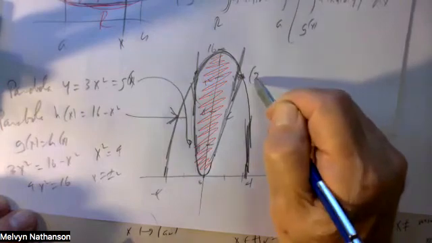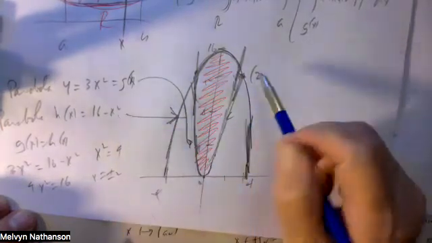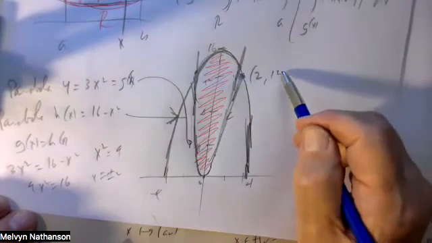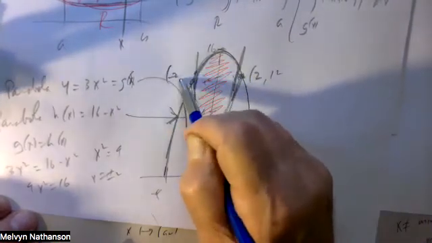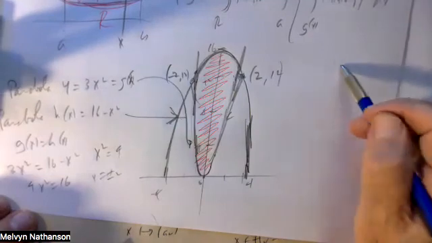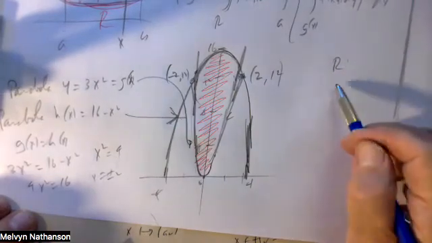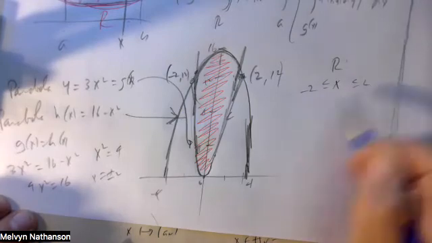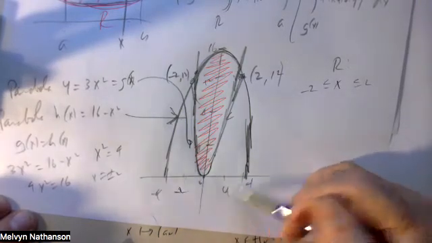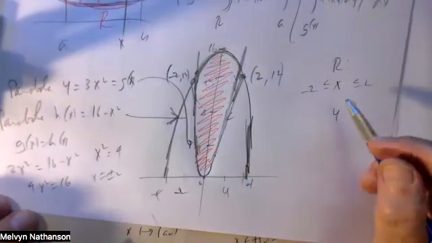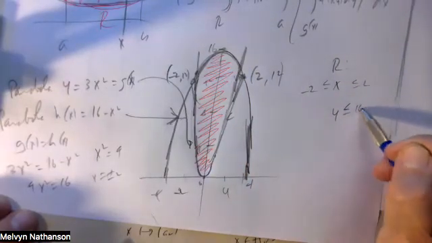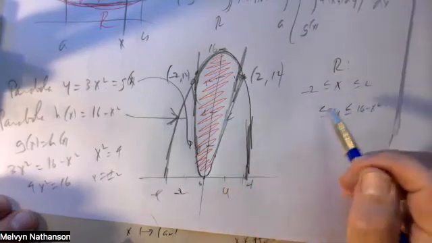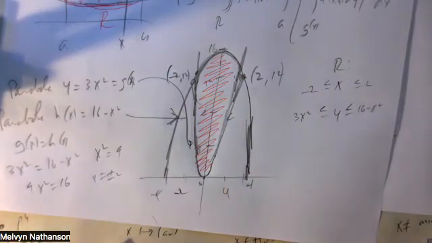So when x is equal to 2, this is 12. They're both 12. And this point is minus 2, 12. So this region R can be described as follows. X goes from minus 2 to plus 2. And y in this region is bounded above by 16 minus x squared and bounded below by 3x squared. So that is our region R.